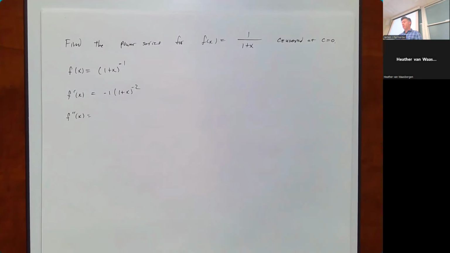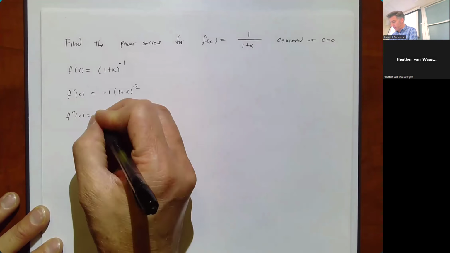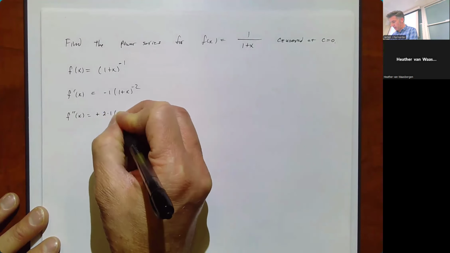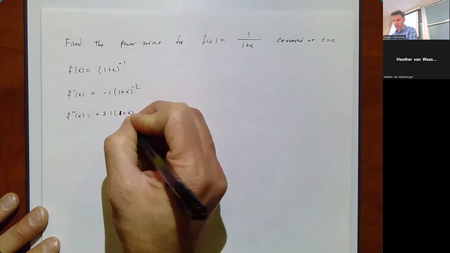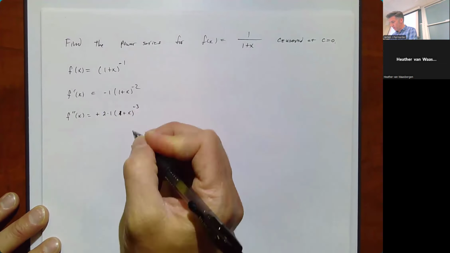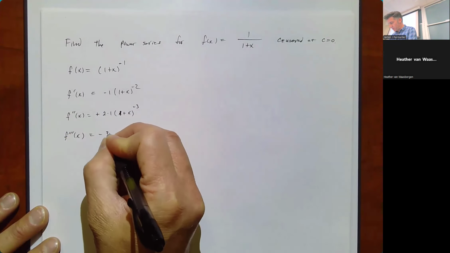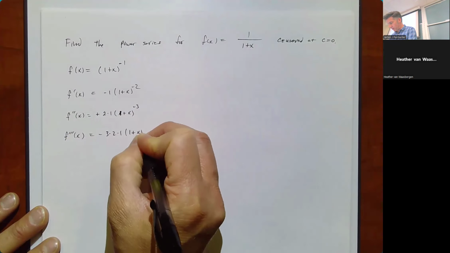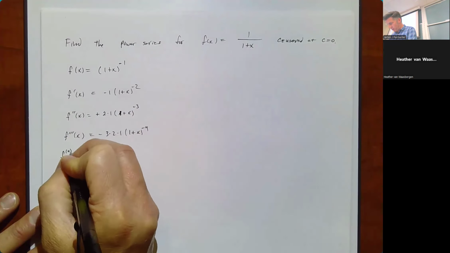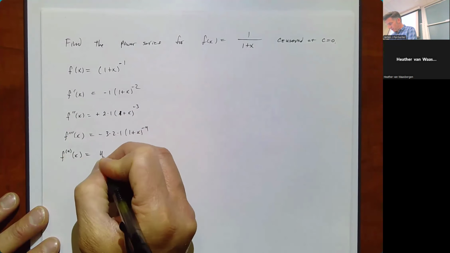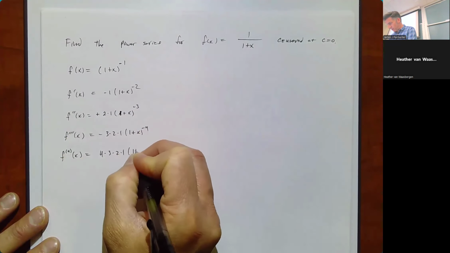And I would say most of the time for these power series formulas, simplification is not your friend. It is better to not simplify the formula, so it's maybe easier to identify what the pattern actually is. So I'm going to write this next part as positive 2 times 1 times (1 plus x) to the negative third. It doesn't really matter, but be consistent. The third derivative is going to be negative 3 times 2 times 1 times (1 plus x) to the negative fourth. And the fourth derivative is going to be positive 4 times 3 times 2 times 1 times (1 plus x) to the negative fifth.